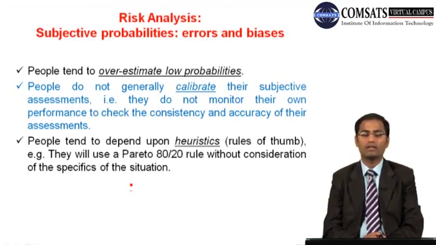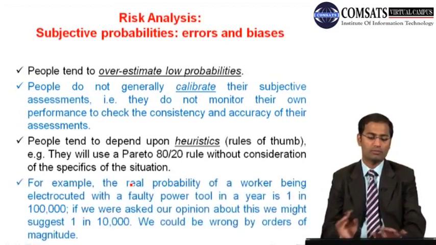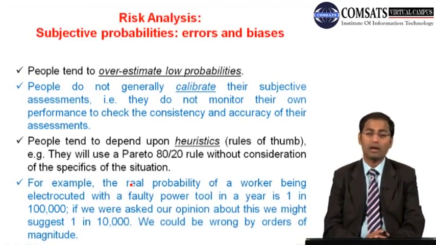और इसी तरह कुछ लोग हैं जो अपनी वर्ड के अंदर ही सारी प्रेजेंटेशंस बनाएंगे. So इस तरह की ये चीज़ें जो है बेसिकली they follow the rule of thumb और उसी के ऊपर फिर काम करते हैं. अच्छा, जो हम आगे एग्जांपल दे रहे थे कि people do tend to overestimate is a very good example. Is the real probability of a worker being electrocuted with a faulty power tool in a year is 1 in 1 lakh?